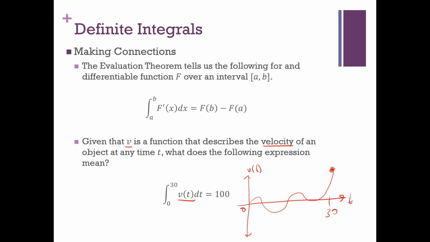It's the displacement. So basically, if I'm saying this is 100, what I'm saying is in 30 seconds, this object is now 100 units away from wherever it started. But look at the path it took. If we think of upward velocity being forward and downward velocity being negative, it probably traveled a lot further than 100 units.